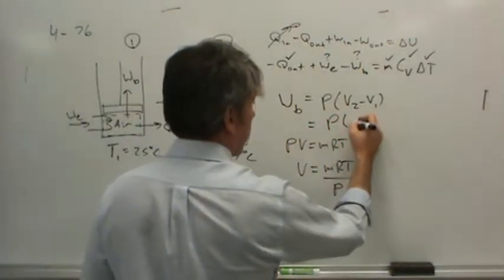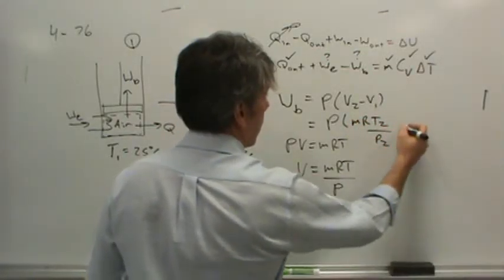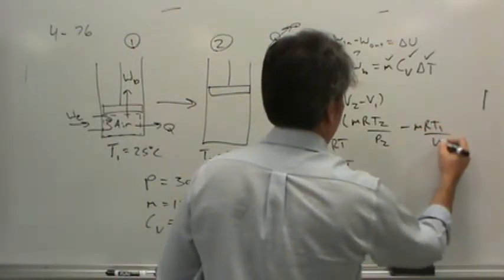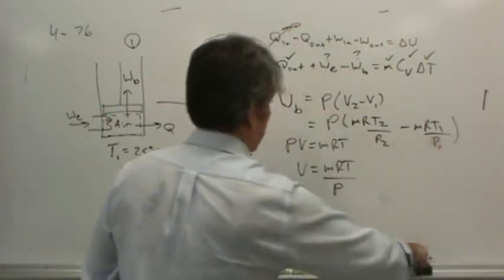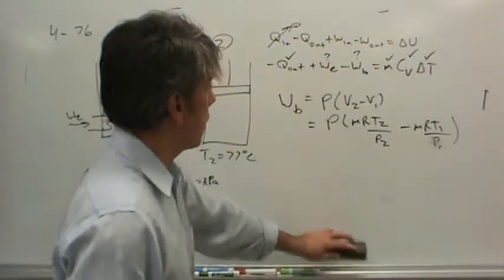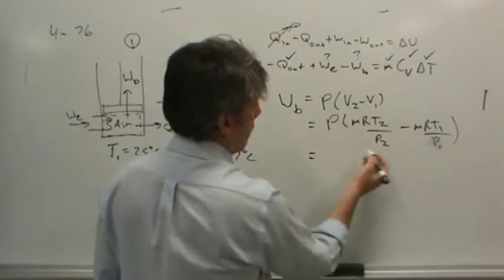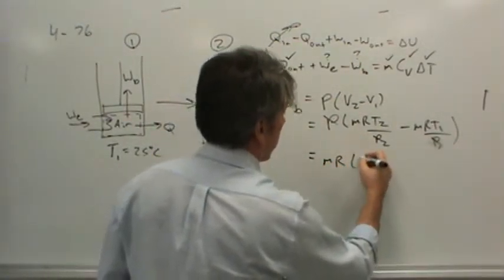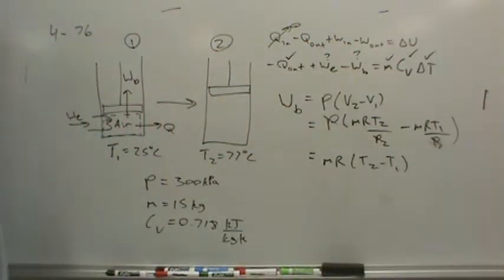V2 would be evaluated as MRT2 over P2. V1 would be MRT1 over P1. So all I've done is substitute for the volumes. That should be okay. Notice M and R are constants, and P2 and P1 are the same as P, so they just cross off. So let me pull out MR, T2 less T1. That's the boundary work.